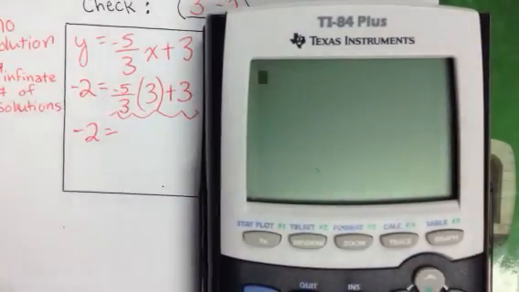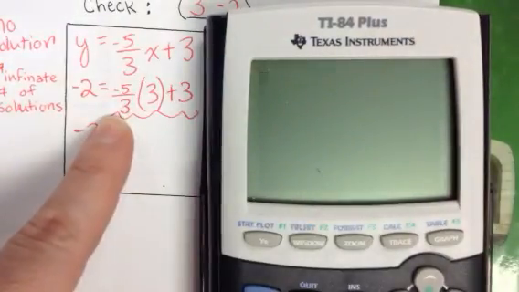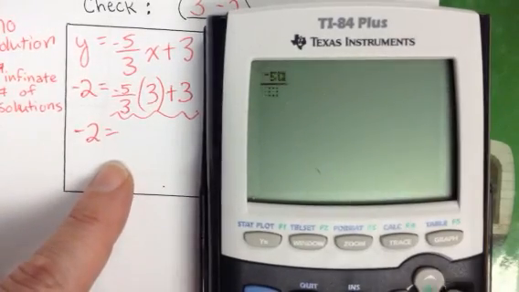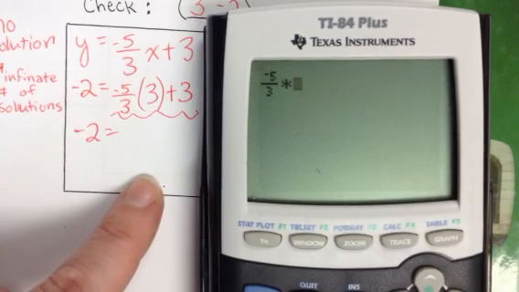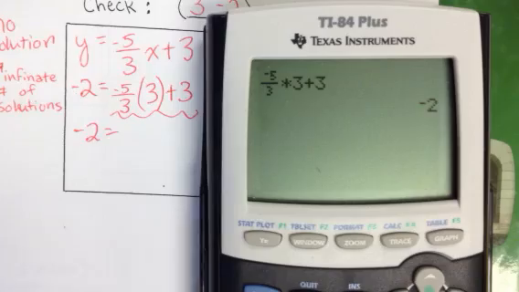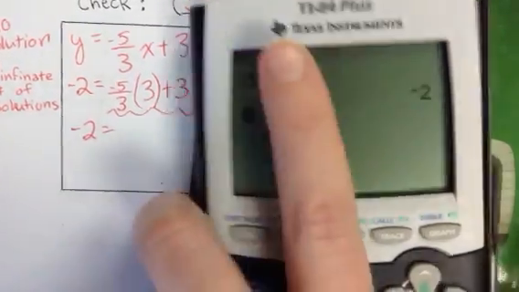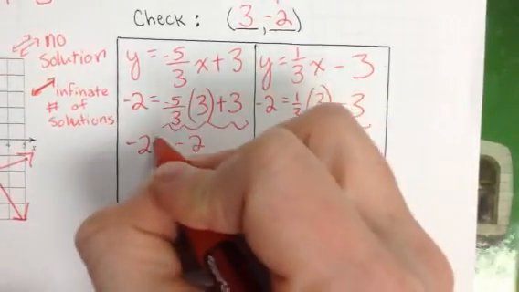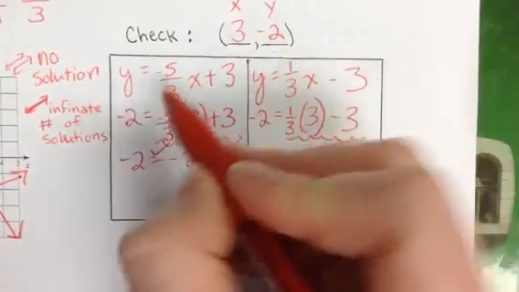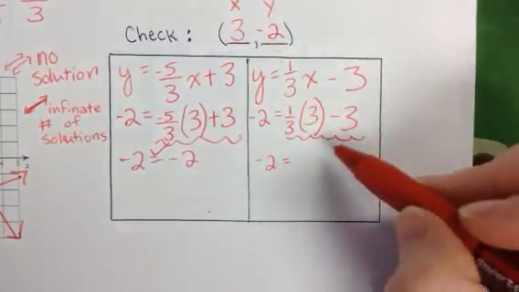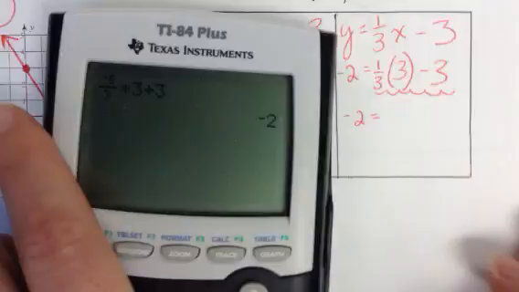Alright, so I'm just punching in this side. I'm going to do the fraction, the green Y equals, -5/3 times 3 plus 3. So I really did get a -2 for this side, and over here I already had a -2. So that's telling me, yes, this point is definitely on this line. I want to make sure that this point is also on the next line.